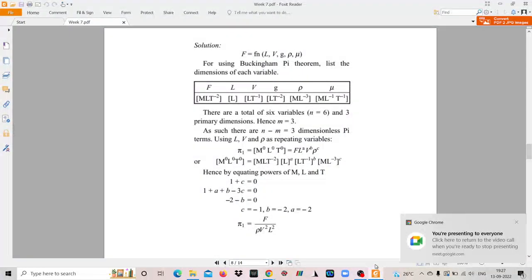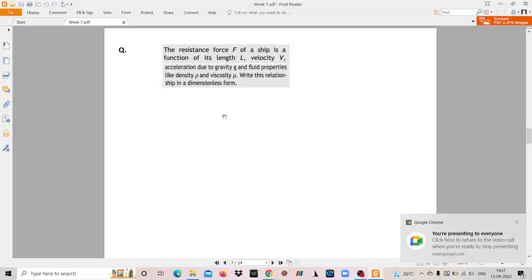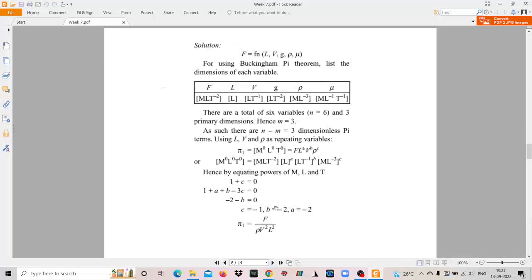Yeah. So basically, what is F here? F is the resistance force. So F is basically a force. Now, F is a function of length L, velocity V, acceleration due to gravity G, density rho, and coefficient of viscosity mu. So, there are 5 independent variables and 1 dependent variable, that is force.